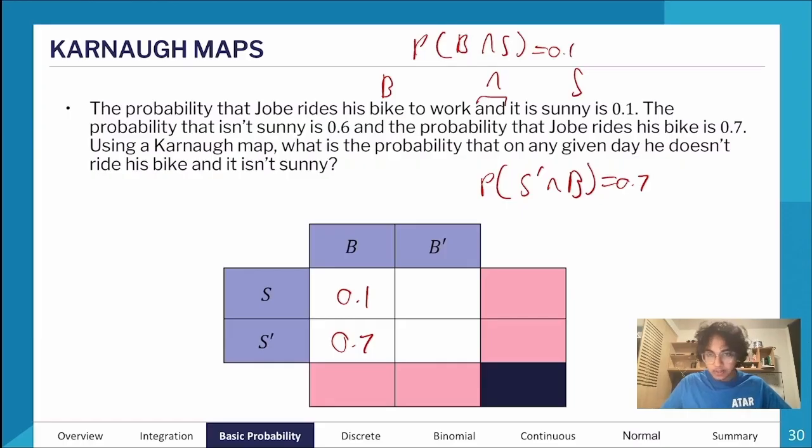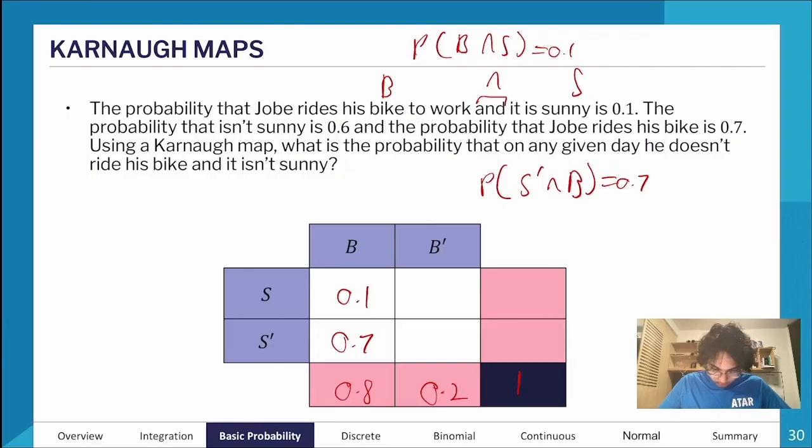Okay, so how can I do this? Well, here is 1. And so this is just 0.1 plus 0.7 is equal to 0.8. 1 minus 0.8 is equal to 0.2. Now let's see if the question has given us any additional information. The probability that Joe rides his bike to work and it is sunny is 0.1. Okay. The probability that it isn't sunny.